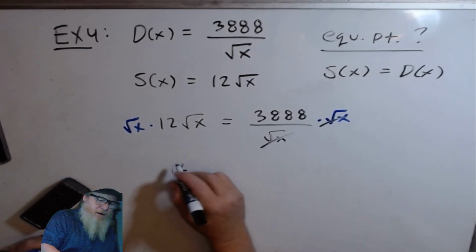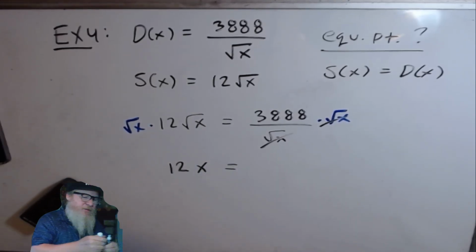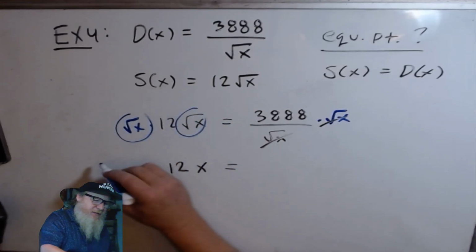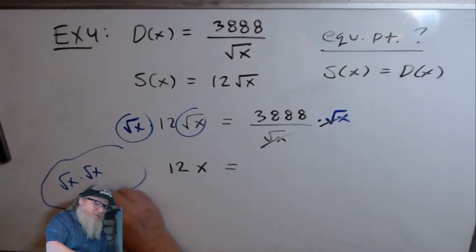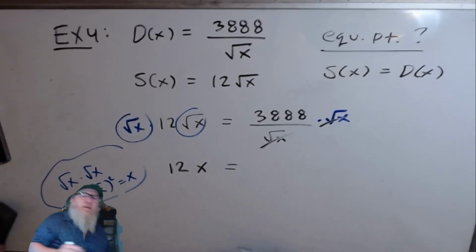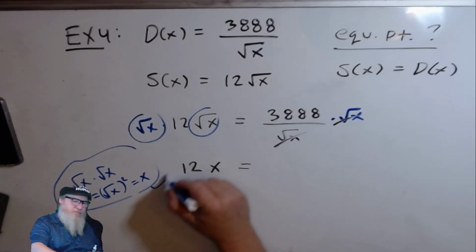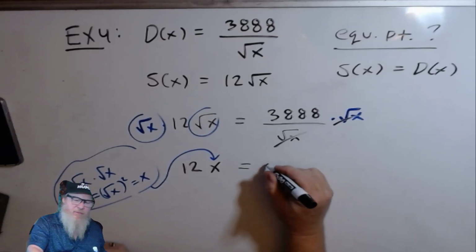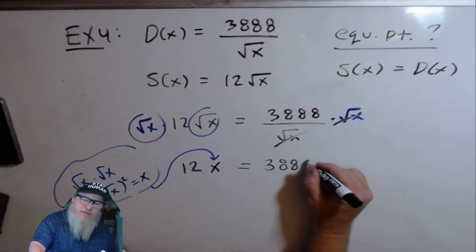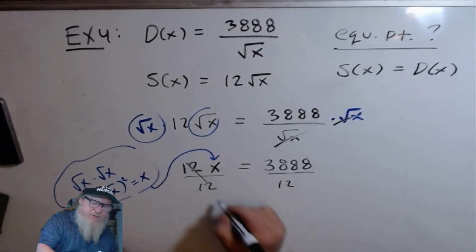So you're going to get 12x. Right? The square root of x times the square root of x is the square root of x squared, which is just x. You already knew that, but I thought I might write it on there anyway. I don't know. Sometimes you get so deep into calculus that you forget your basic algebra.